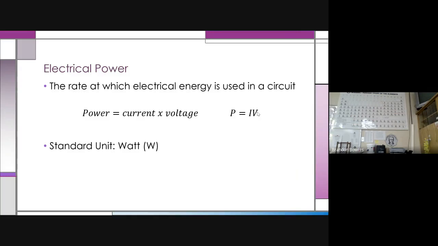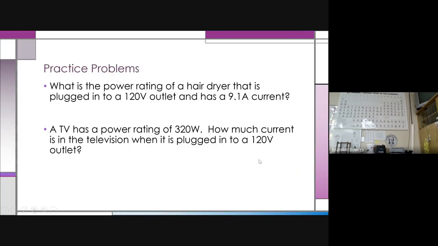So current, we said, is measured in amps. Voltage is measured in volt. Now power is measured in watts. Okay. Let's try one out. Let's do the top one. What is the power rating of a hair dryer that is plugged into a 120 volt outlet and has a 9.1 ampere current?